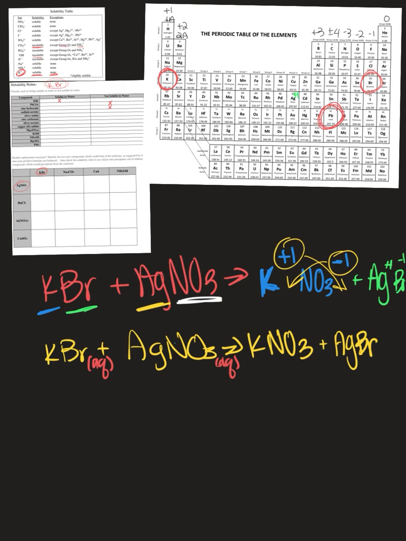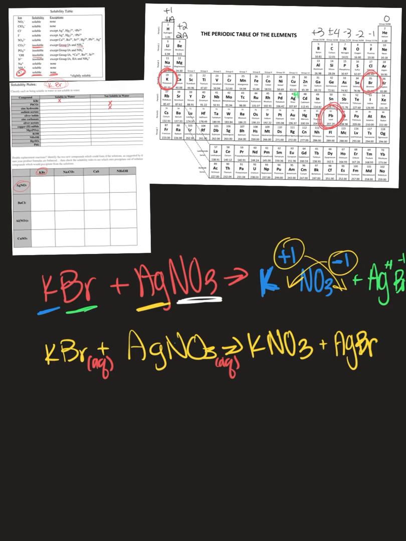Now we need to figure out if KNO3 and AgBr are insoluble or soluble. What am I going to use to determine that? How am I going to find out if these two compounds are soluble or insoluble? What am I going to use? The table? Good job. The solubility table.